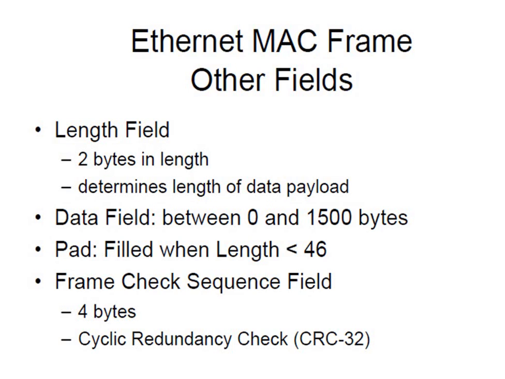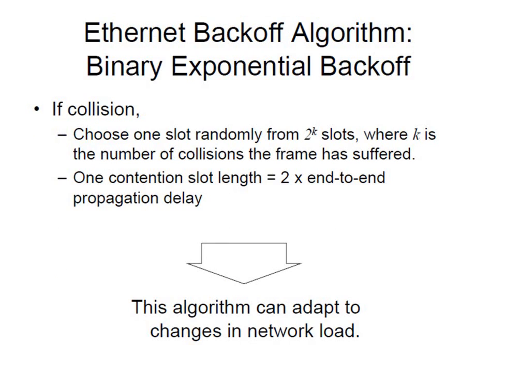Then the length field, we have seen that it is 2 bytes in length and determines the length of the data payload. So the data field is in the range of 0 to 1500 bytes. Pad may be up to 46 bytes, and frame check, that is nothing but CRC, will be utilized for 4 bytes, and the CRC32 technique is utilized for the checking.